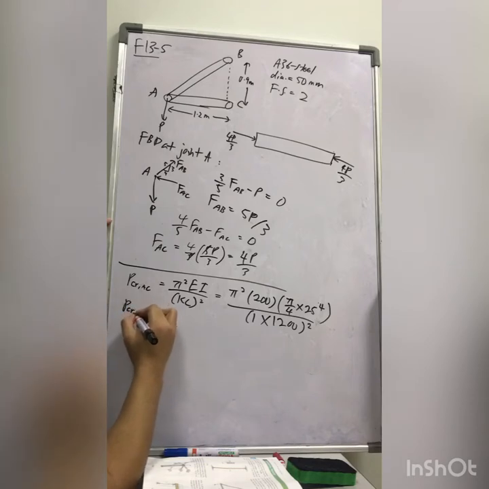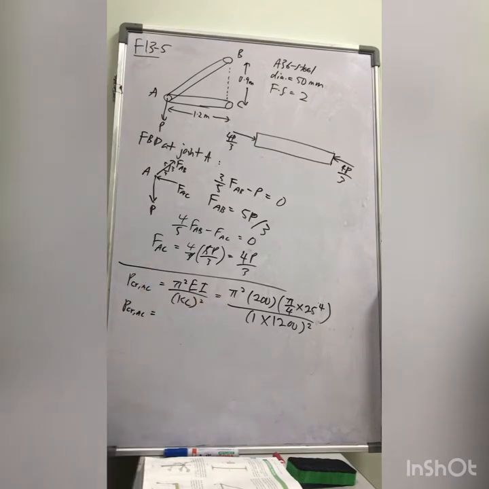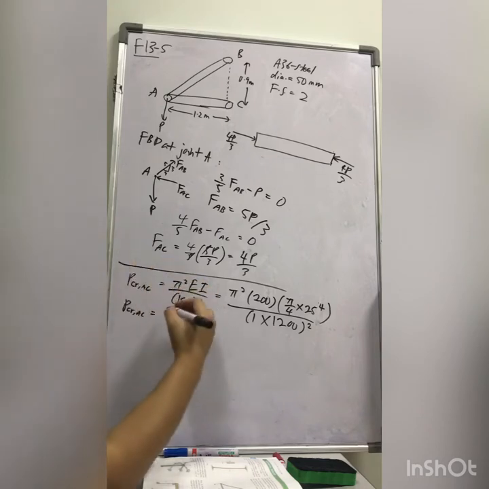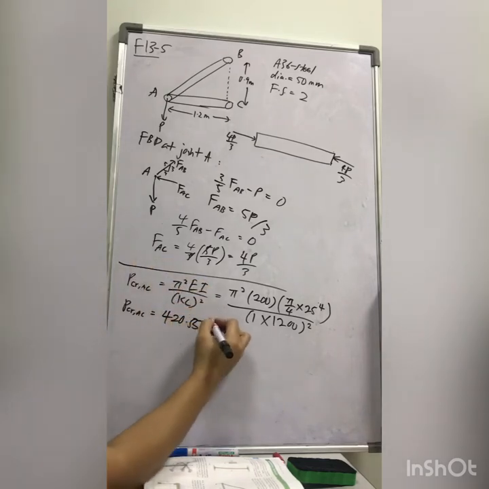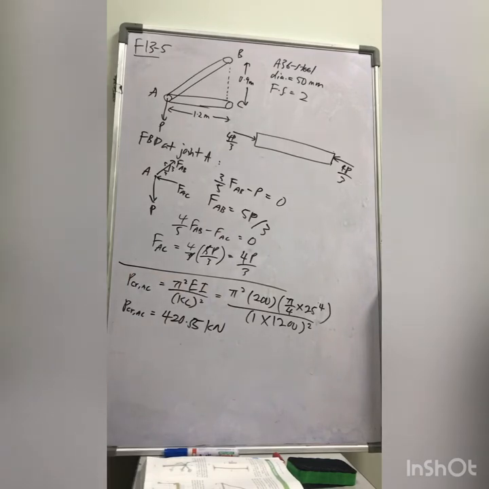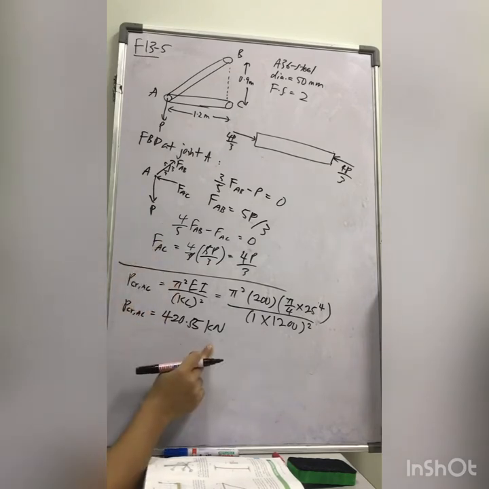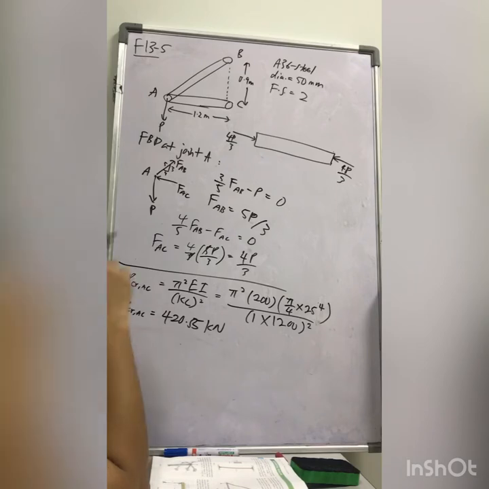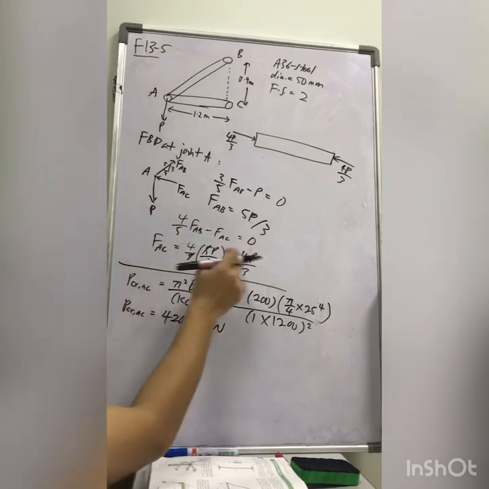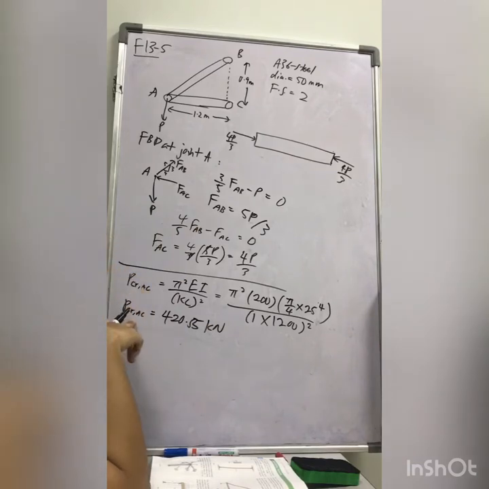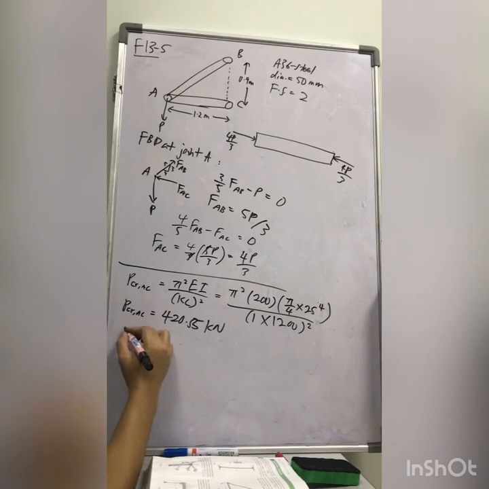So if you calculate this, you will get your critical buckling load for the AC column as 420.55 kilonewton. Now, this is actually FAC. The only difference is that this is the general relation between FAC and the applied load P, while this is the maximum FAC which can be supported without buckling. So we put these values here.